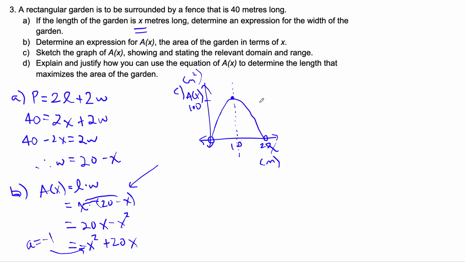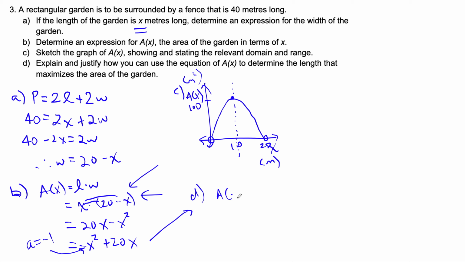Okay, so for part D, it's kind of tied to part C, but D says explain and justify how you can use the equation of A of x to determine the length that maximizes the area of the garden. Well, we just kind of did that with this example. Okay, we can find the midpoint of the x-intercepts, substitute that into the formula, and we get our area. Alternatively, we could use this formula as well, so I'll show you a different way.